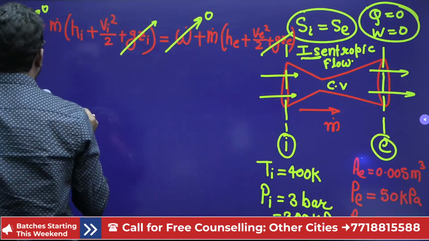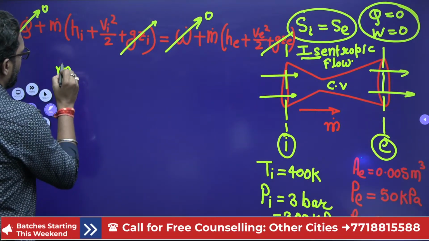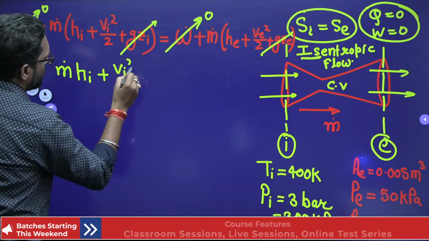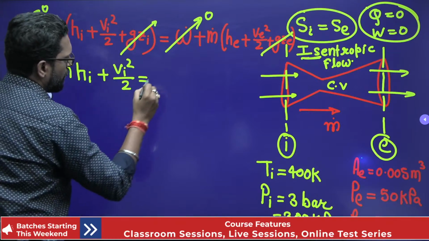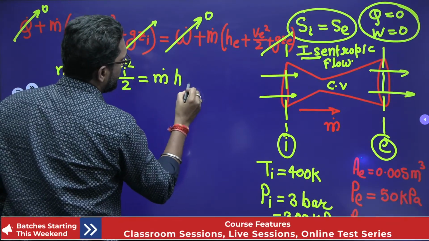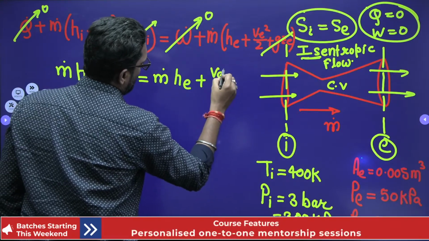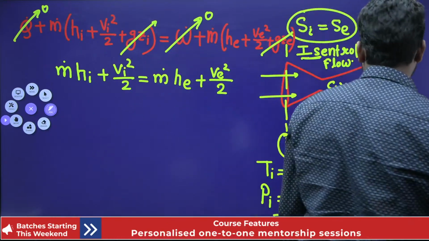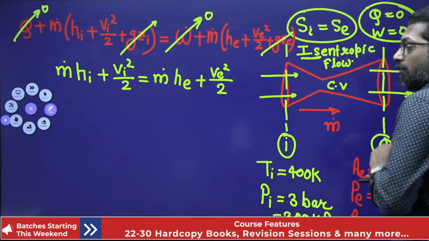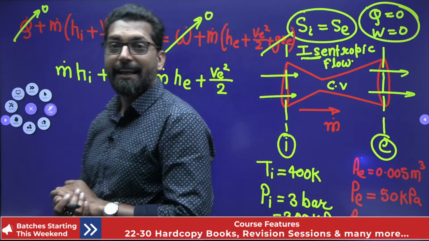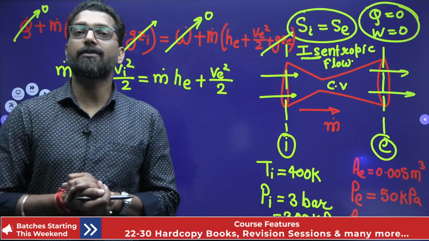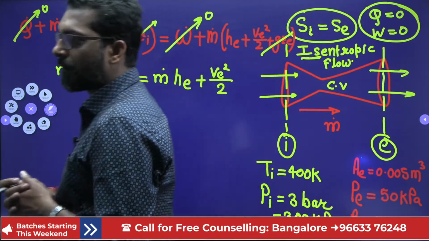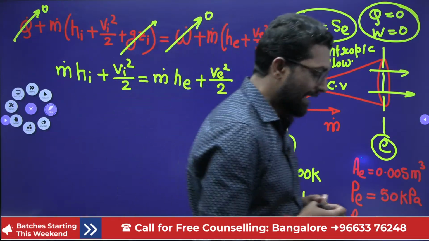So what is the equation? Now the equation is m dot (hi plus vi square by 2) is equal to m dot (he plus ve square by 2). We cannot take the change in velocity as 0. Why? Because in the nozzle, the exit velocity is very, very much higher than the inlet velocity. The purpose of the nozzle is to increase the kinetic energy at the exit.